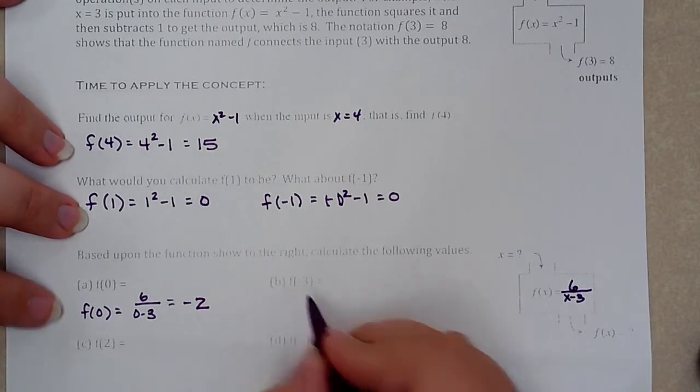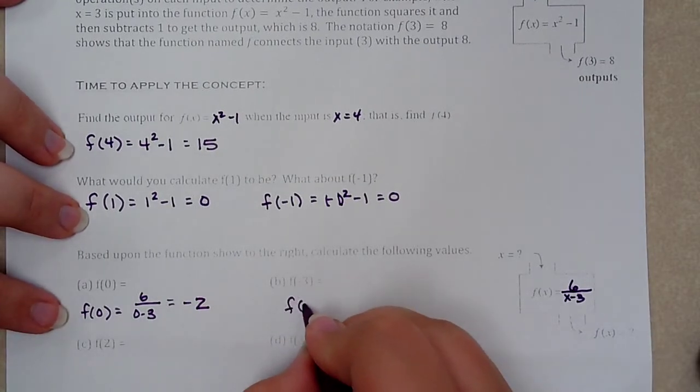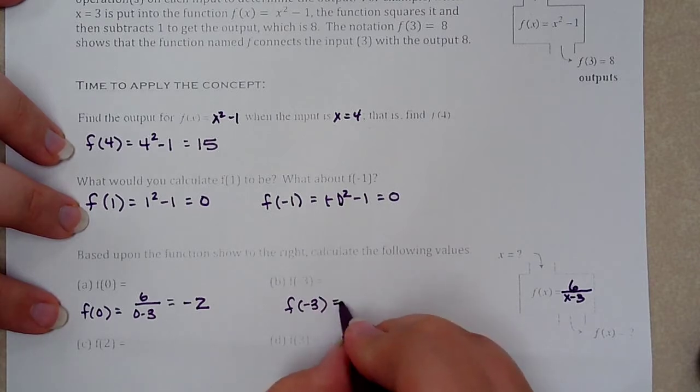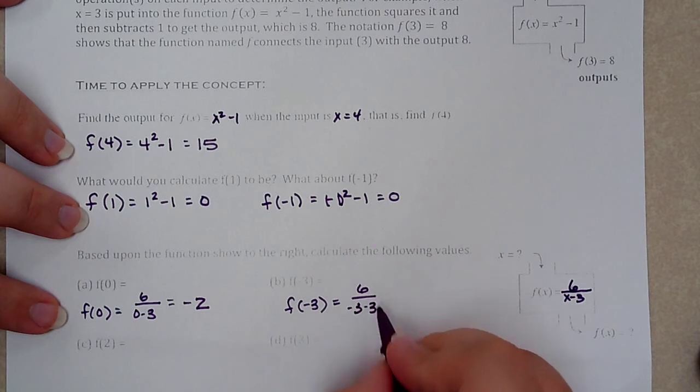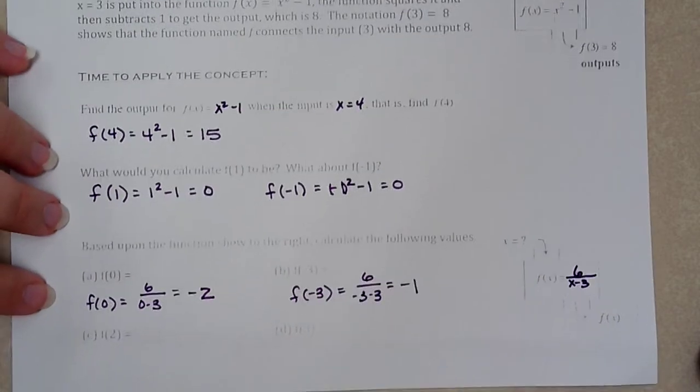Same thing with f of negative 3. I'm going to plug it into my left, plug it into the right. I get 6 divided by negative 6, or negative 1.